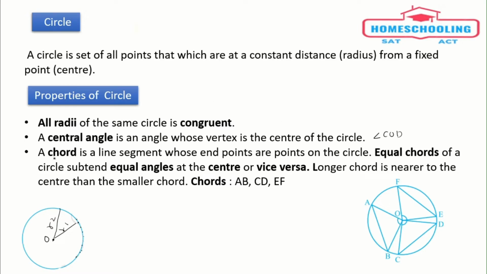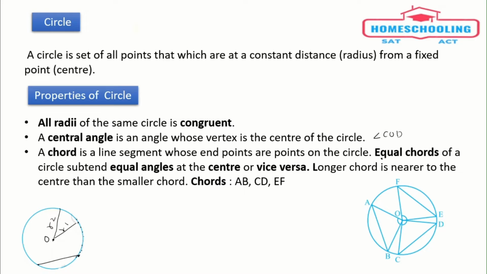Now what is a chord? A chord is a line segment whose endpoints are on the circle. So this is your chord because its endpoints are on the circle. Let's say this CD is your chord because you can see the endpoints on the circle. Similarly, FE is also a chord, and AB is also a chord.